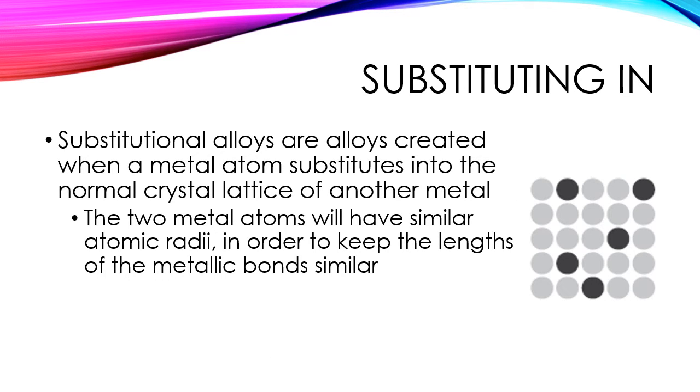If the metal atoms are substituting in for an atom of the main metal, the solvent if you will, you have a substitutional alloy. The two metal atoms must have similar radii for a substitutional alloy. That way, the lengths and therefore the strengths of the bonds are similar in a substitutional alloy.